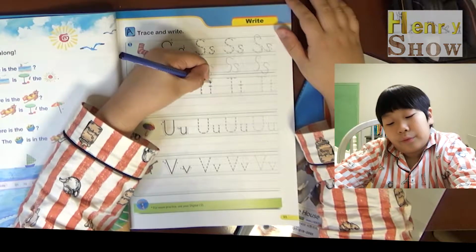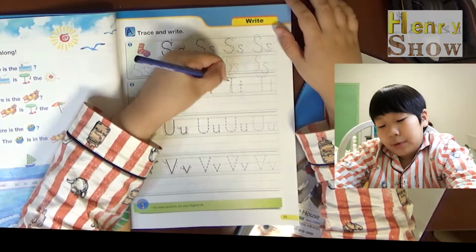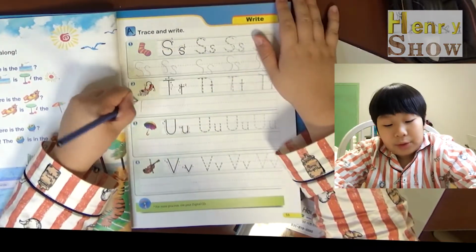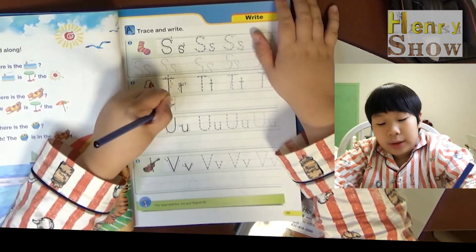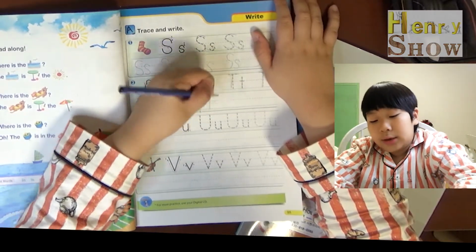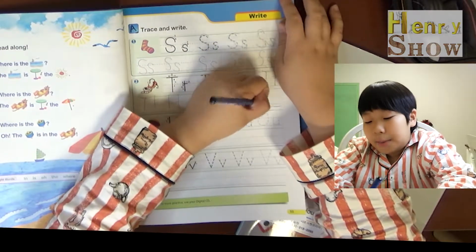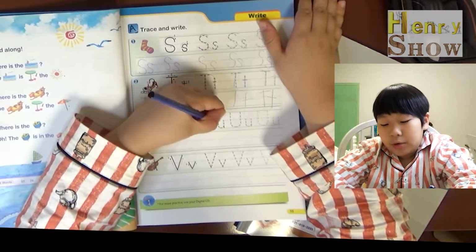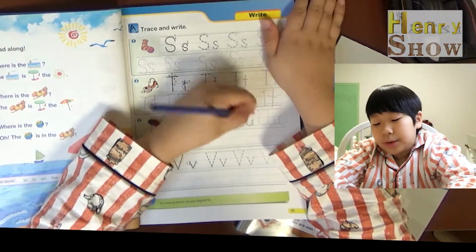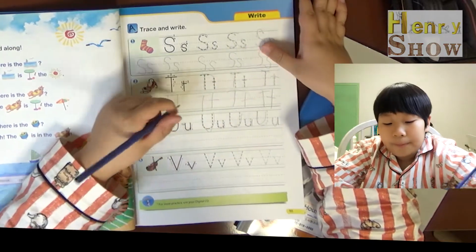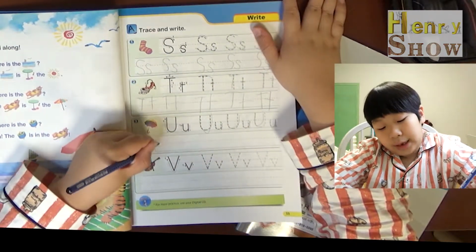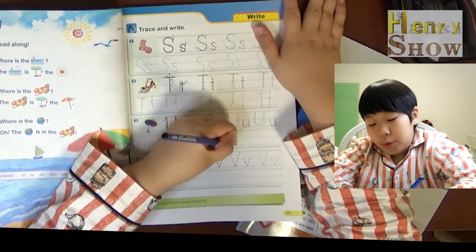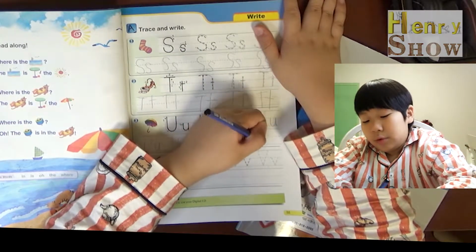Capital T, lowercase t. Capital T, lowercase t. Now number three, U. Capital U, lowercase u. Capital U, lowercase u.